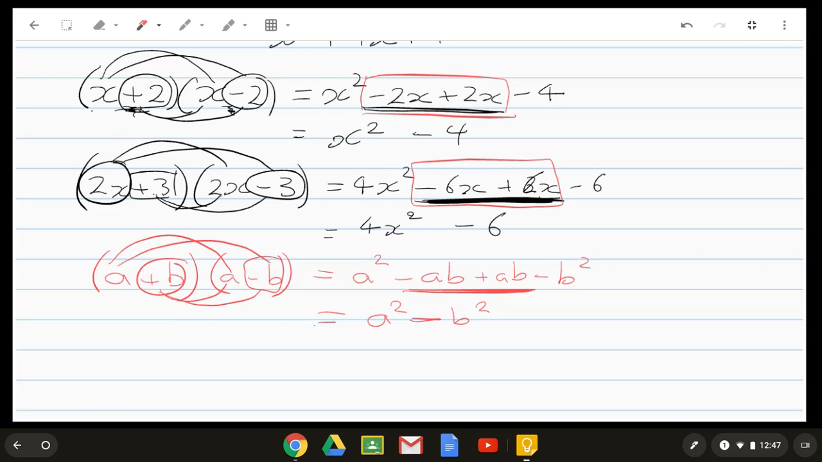So that is the rule now. The rule is, if we go back to our standard form, and it's the first, as long as they have to be identical in both brackets except for one's positive and one's negative. And so the answer will be the first term squared minus the last term squared, because in difference of perfect squares, the middle two terms cancel each other out.